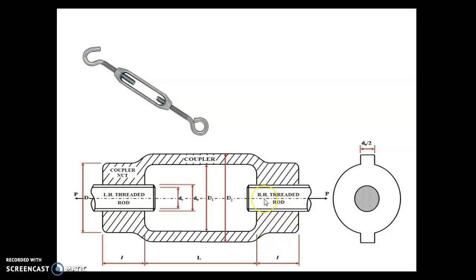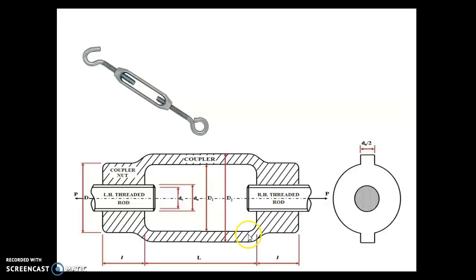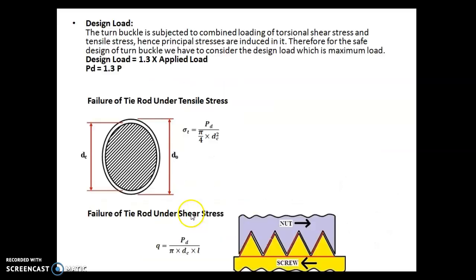Now we will see the next slide. Notations used are: DC, core diameter of tie rod; DO, nominal diameter or outer diameter of a tie rod; capital D, diameter of coupler nut; capital D1, inner diameter of coupler; D2, outer diameter of coupler; small l, length of coupler nut; capital L, length of coupler; small t, thickness of coupler; small t1, thickness of coupler nut. So see the diagram carefully. Now we will see the design procedure of turnbuckle.